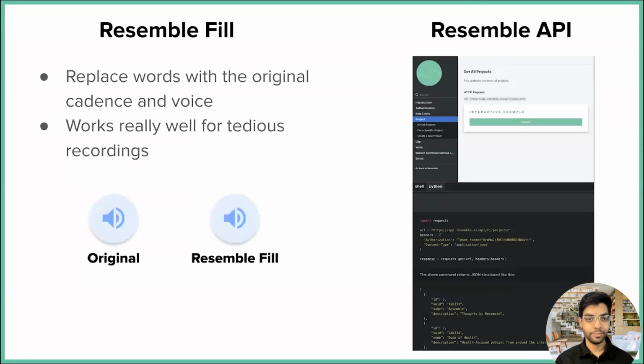What Resemble Fill allows you to do is take in a sentence and change different parameters, and that allows you to generate audio instantly. And it works really well for tedious recording. So as you can imagine, if you're putting in a person's names, and we'll go through this in the demo as well, instead of recording thousands of different samples for all the different users you have and the names that they have, you can use Resemble Fill to automate much of that. So this is just a quick sample of what it sounds like.